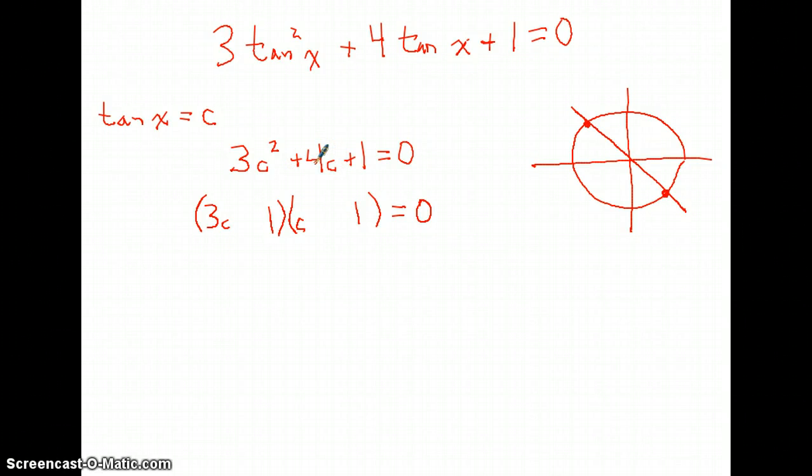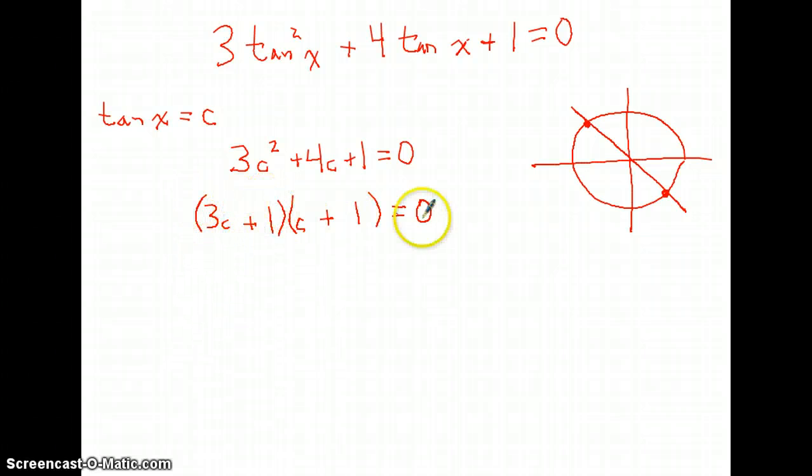And I just got to check and make sure that I can get an outside and inside product to come up with this 4c. All right, so the outside product is 3c times 1, that's 3c. Inside product is 1 times c, that's 1c. And 3c plus 1c is 4c. Everybody's positive, it works just fine. You can FOIL that and recheck my work there, but I'm pretty sure it's right.